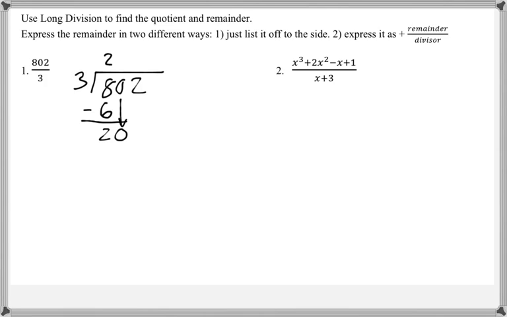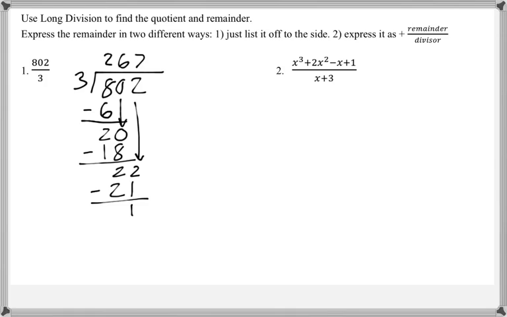So how many times does 3 go into 20? That would be 6. So 6 times 3 is 18. And subtraction, I get 2. Bring down the 2. How many times does 3 go into 22? That is 7. 7 times 3 is 21. Subtract and I get 1.